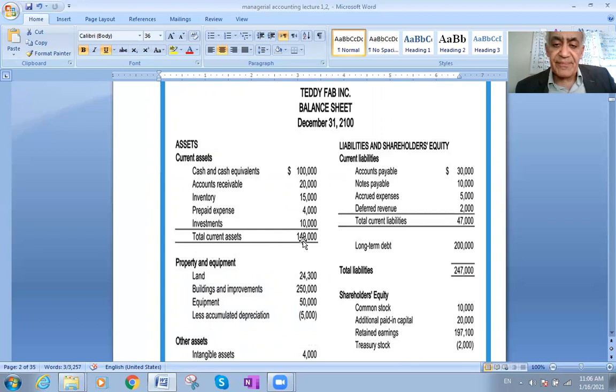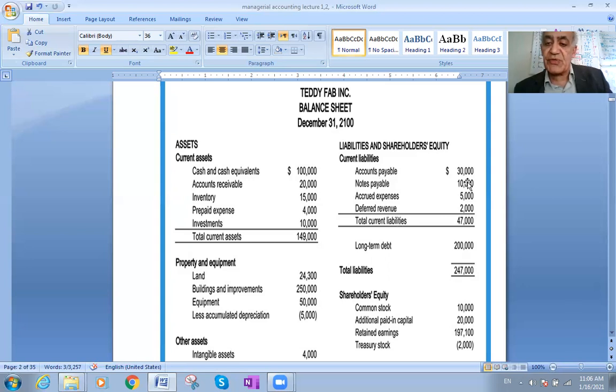Let's come to the other side, which is the liabilities. And like you see here, here is what I have, here is what I have to pay. Here what I own, here what I have to pay. So if there is accounts receivable here, here is accounts payable. It means that you wrote checks to the people because you took goods or services from them and you have to pay them back. So here is called accounts payable. You have to pay the people $30,000.